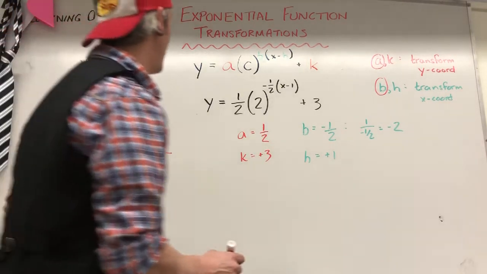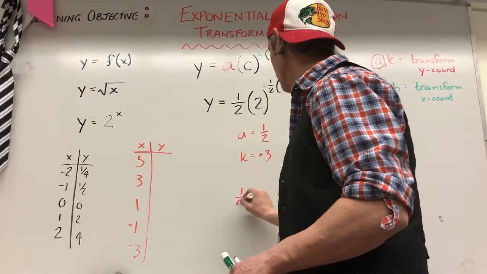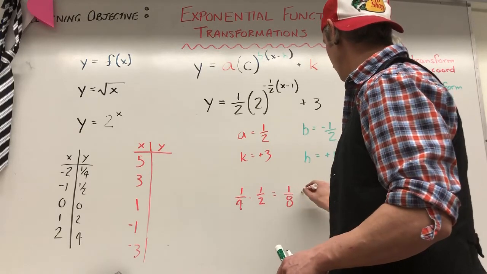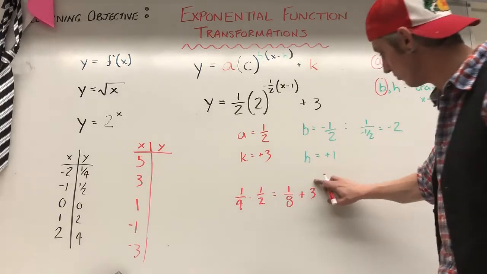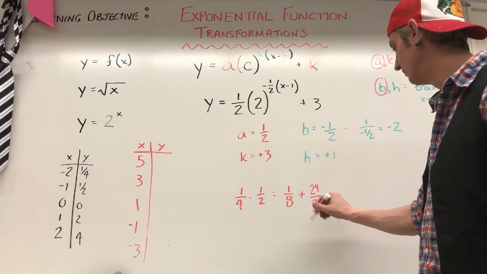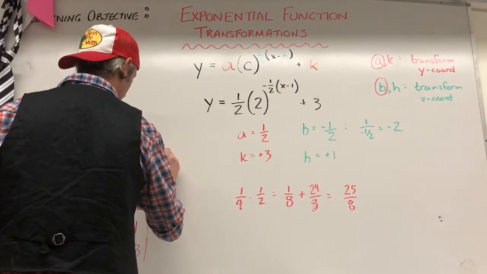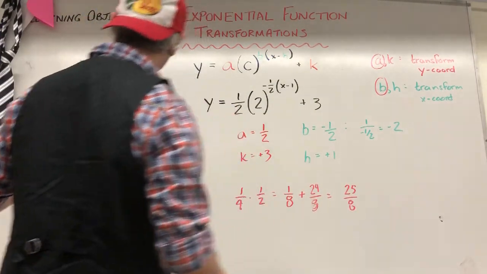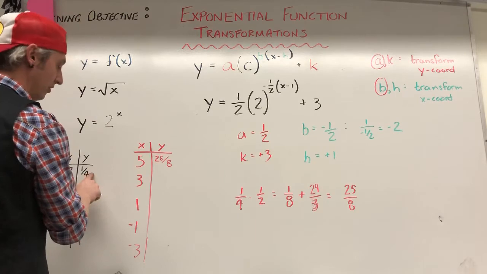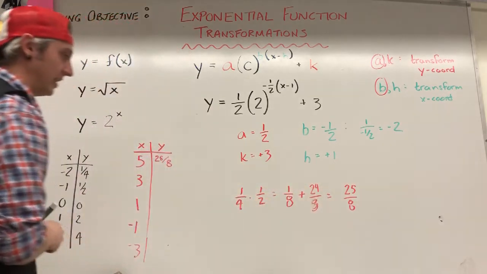And then for y, I'm going to halve all my y's, multiply them by 1/2, and then add 3. So 1/4 times 1/2 is 1/8, plus 3. Let's use a common denominator: I can rewrite 3 as 24/8, and that becomes 25/8. All I did was multiply my y coordinate by my stretch, 1/2 times 1/4, and then add 3 using a common denominator of 8. So 24 divided by 8 is 3.